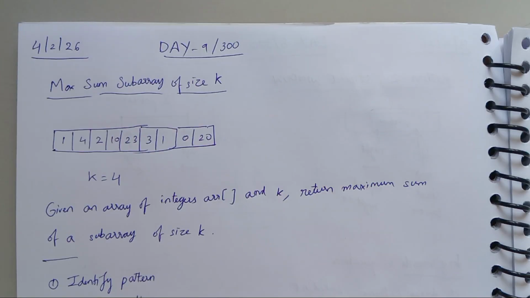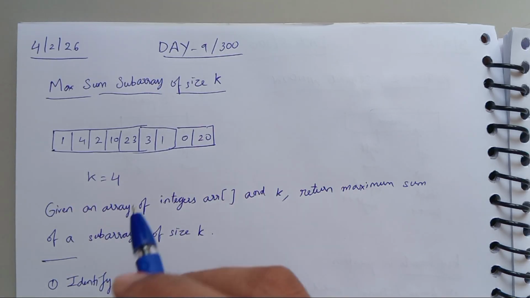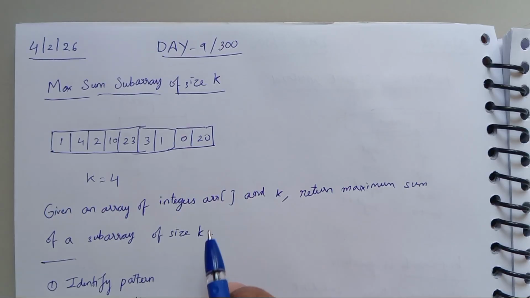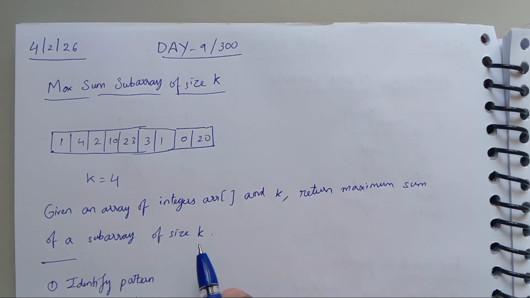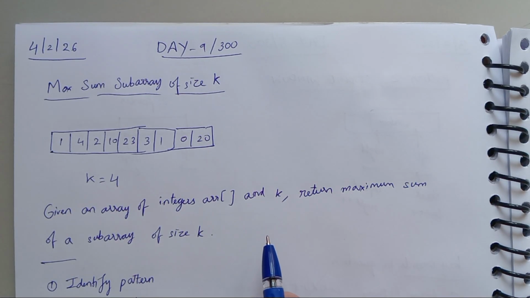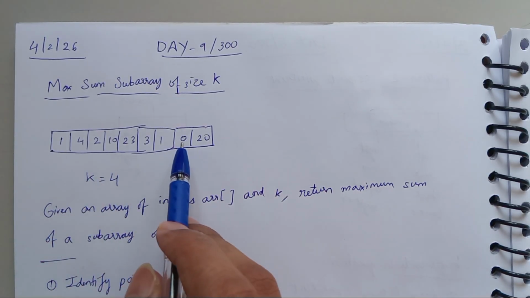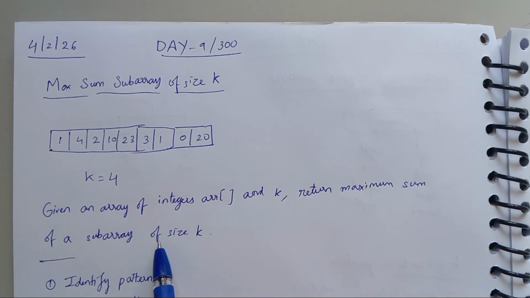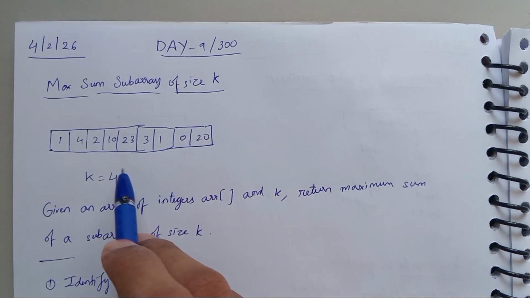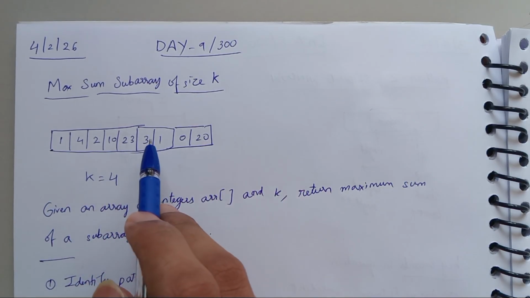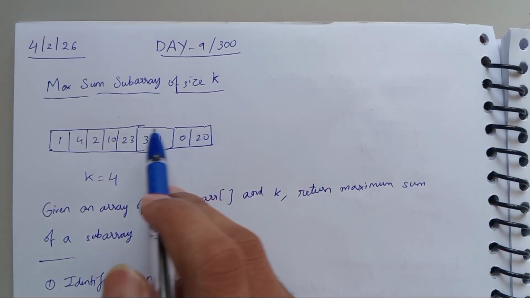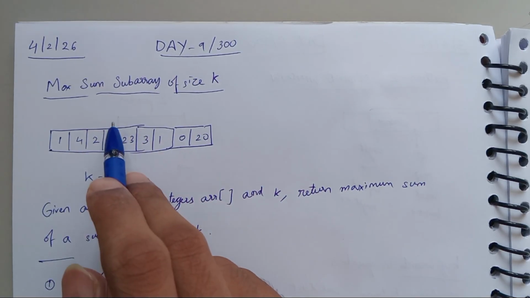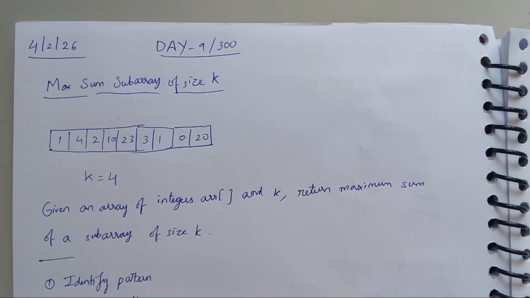So we are given an array of positive integers, and in this array we are going to find a subarray whose sum of all the integers is maximum. That means if we are given this array, then we need to find a subarray of size k. Size k means the length of the subarray. Here k is equal to 4 means we need to find 4 such integers whose sum is maximum of all the 4 length subarrays.